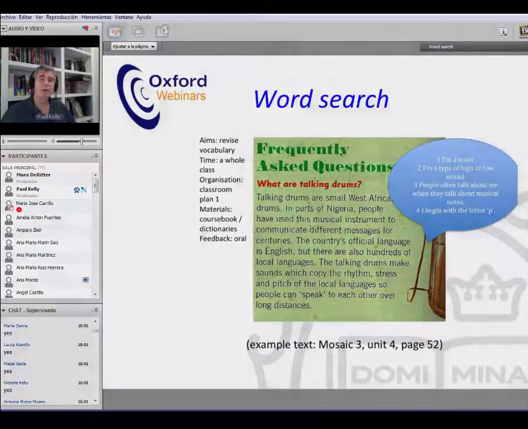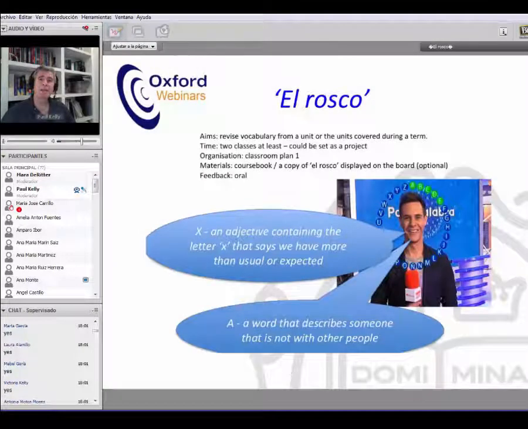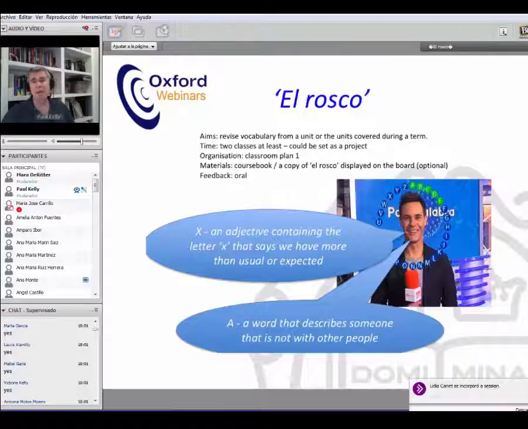Another game for revising vocabulary is based on El Rosco from Pasapalabra, but I would recommend that you use this for revising vocabulary at the end of the term, maybe when you've done 2 or 3 units, okay? Because again it takes up a lot of time, but of course you can adapt it. You could maybe ask Group A just to do the first 6 letters of the alphabet, Group B to do the second 6, and that way it would be shorter. Or you could also suggest that you just do letter A to P, something like that.